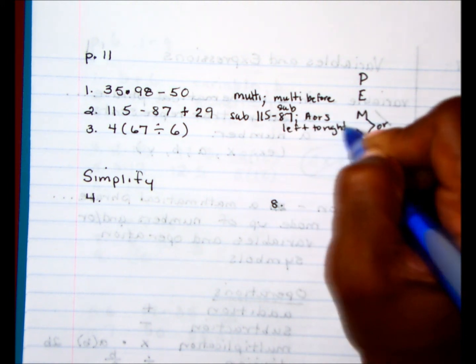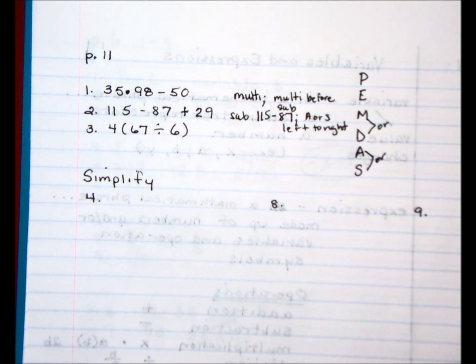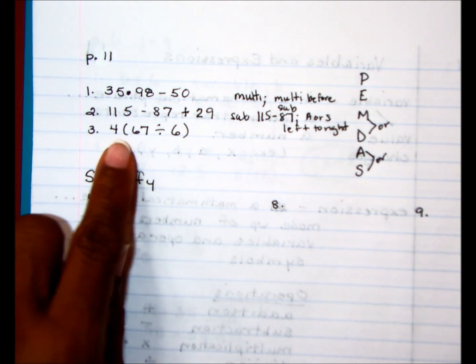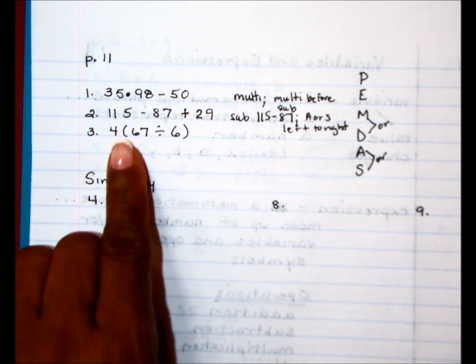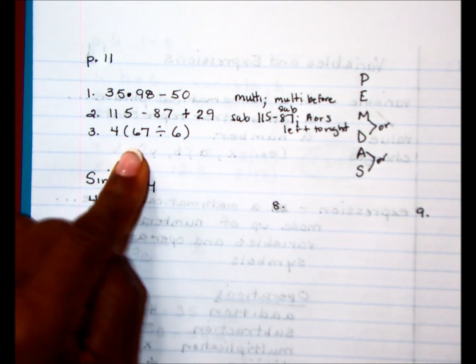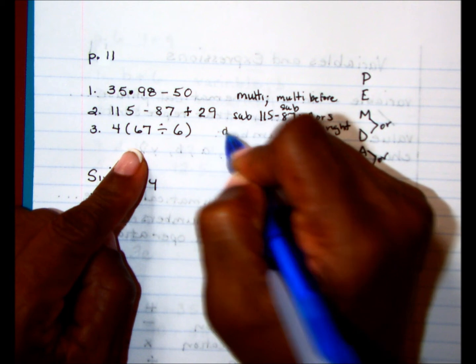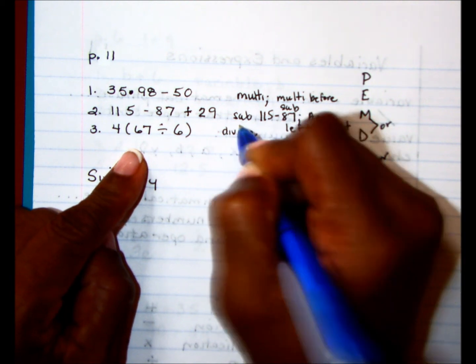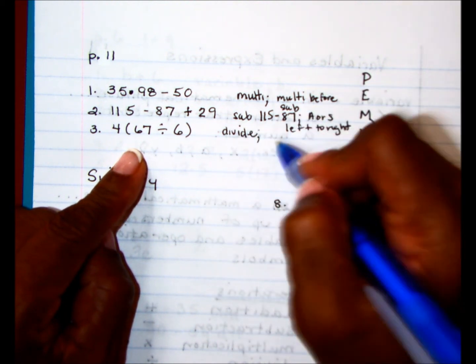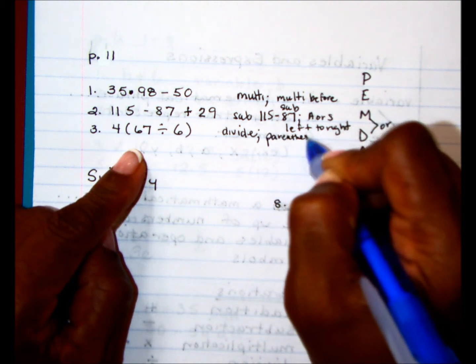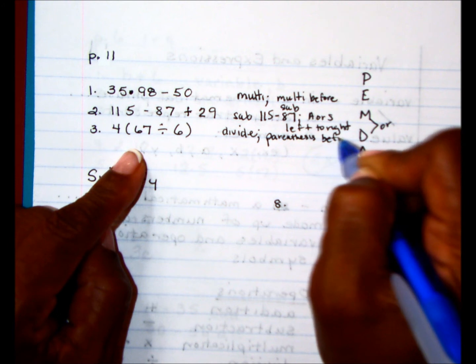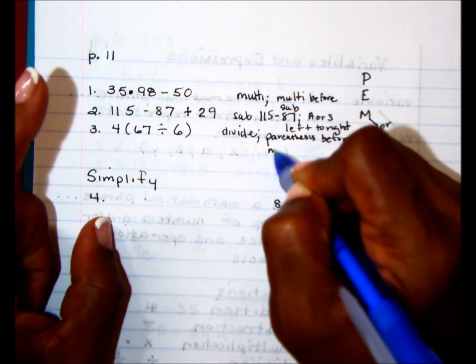The last one has a parentheses. So even though this says 4 times 67 divided by 6, we want to do what's in parentheses first. So the first thing we would do is divide, because it says to do parentheses before multiplication.